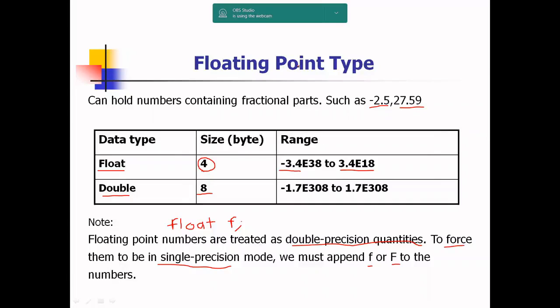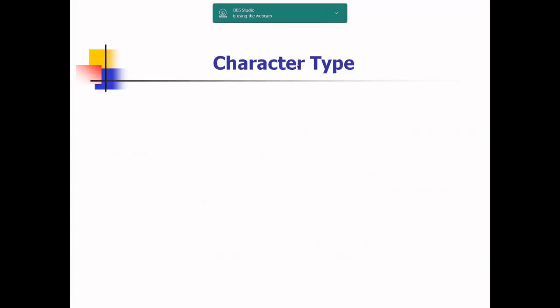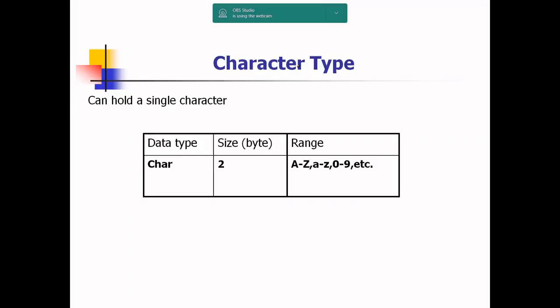The next type is character type. As the name suggests, character type can be used to store a single character. The character type in Java, unlike C, takes 2 bytes. In C, character type takes a single byte, whereas in Java, character type takes 2 bytes, and the values which can be stored in the character type are all the symbols which are enclosed in single quotes.